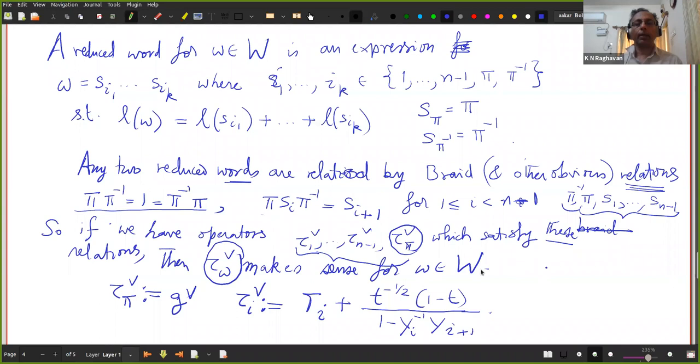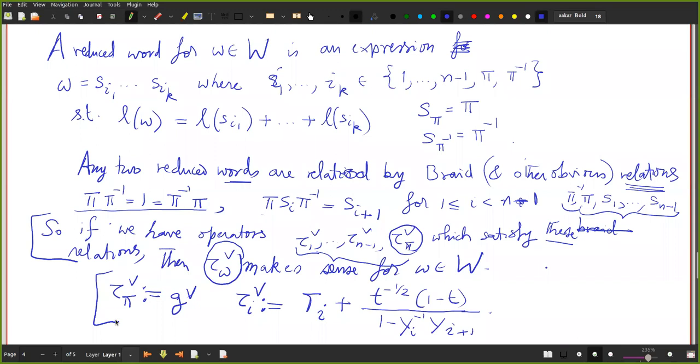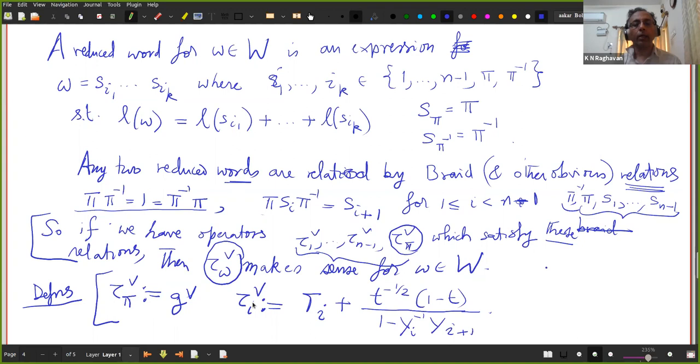So this is a general comment, and now I'm applying it to the polynomial representation. These are now definitions. I'm putting tau_pi check equal to g check, and tau_i check equal to this operator. Note that all these are operators, all these are elements in H_n tilde. Although I'm writing this in the bottom, as an operator it is invertible, and what I mean is the inverse of this operator.